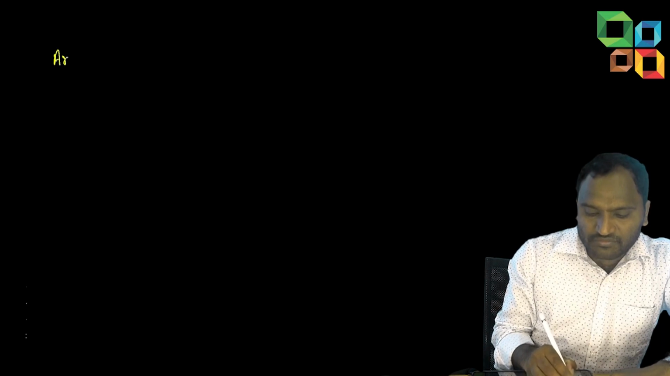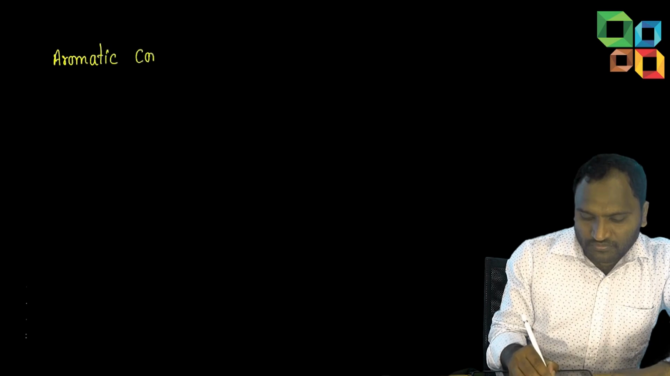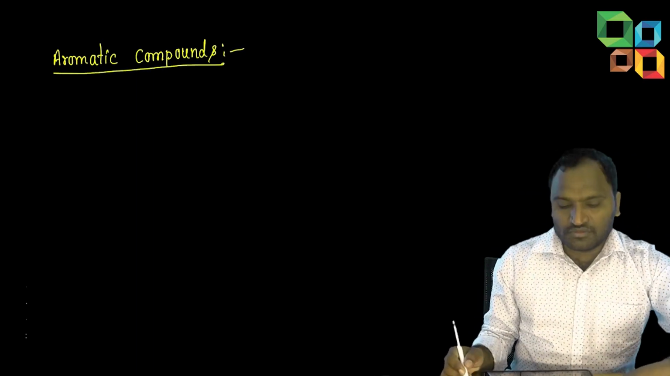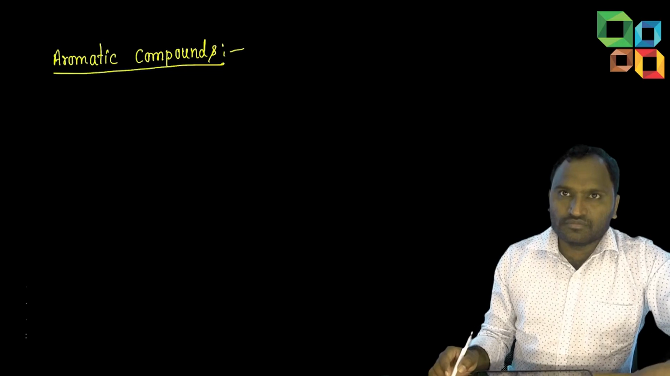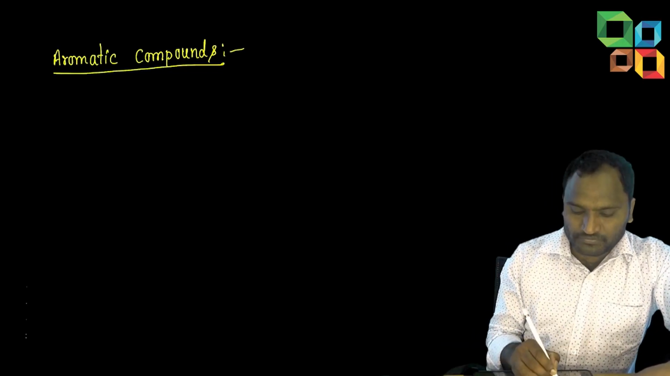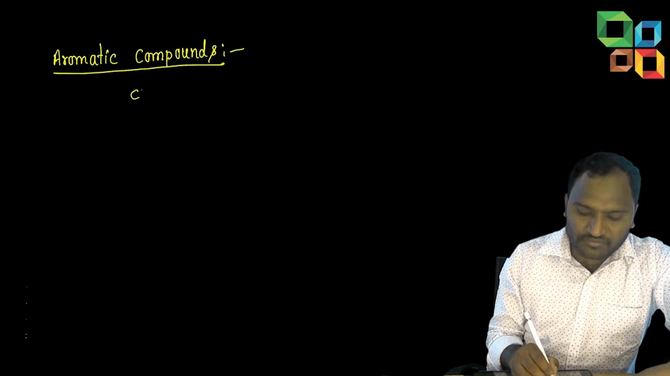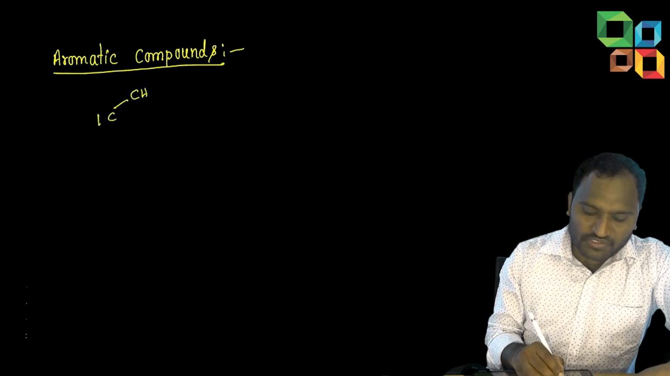So, cyclic compounds. Next, aromatic compounds. In cyclic compounds there are 2 types: alicyclic and aromatic compounds. Aromatic hydrocarbons. The best example is benzene.